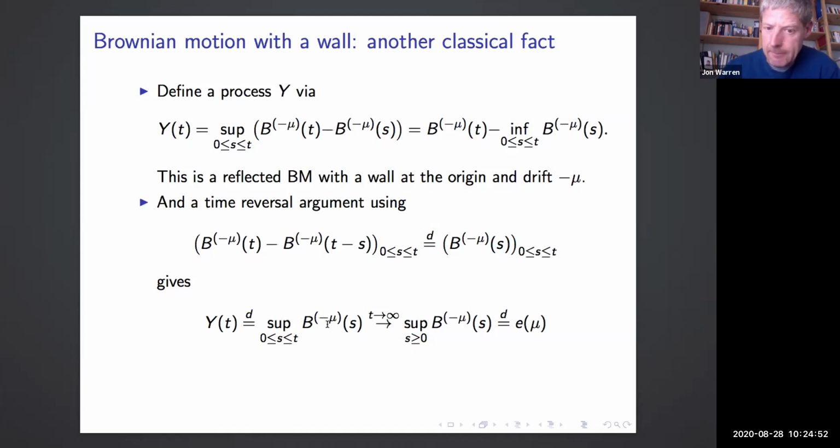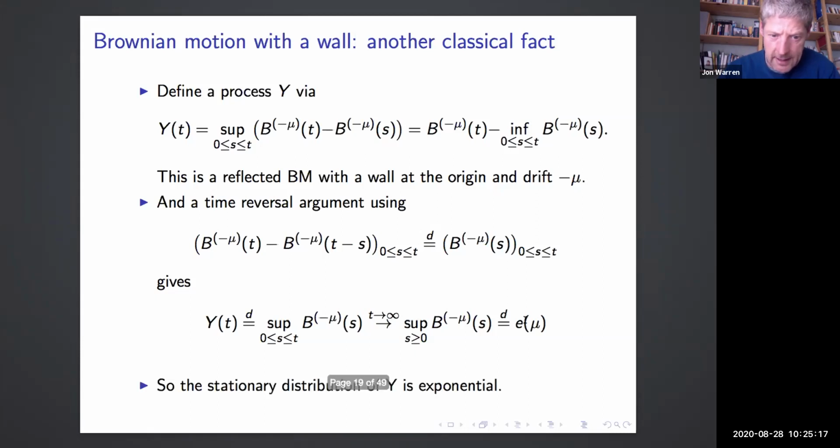If you send t to infinity, then this maximum over the interval 0 to t turns into an all-time maximum. That's obvious, right? Because as t increases, this random variable is increasing. So there's nothing fancy there. That's happening almost surely. And that, we said, had the exponential distribution. So what you've just done there is seen that the stationary distribution of the reflected Brownian motion with a wall is exponential.